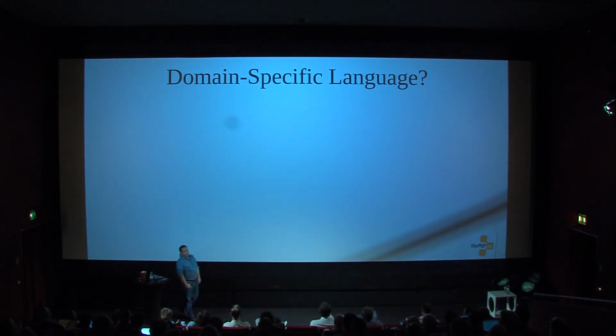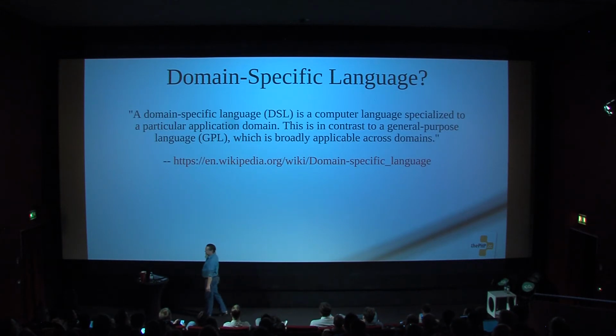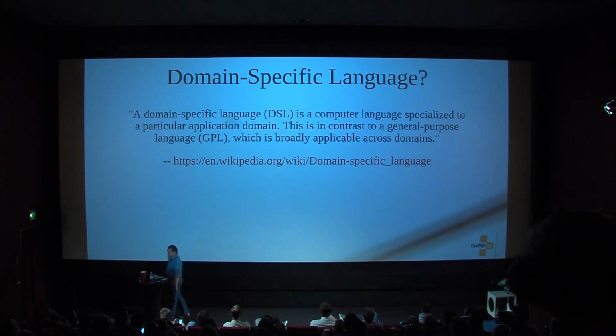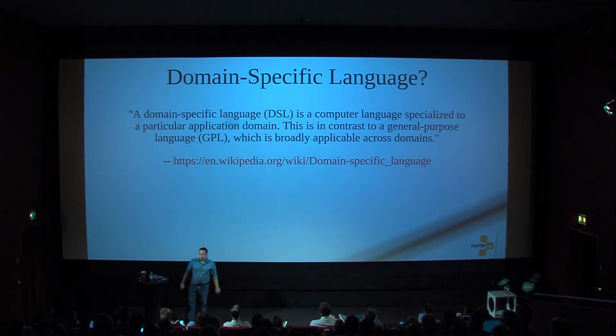So what are domain-specific languages? Well, what you always do, you look it up on Wikipedia, right? Thank God Wikipedia is built in PHP. So a domain-specific language is a language that is specialized for a certain application domain. And the opposite of that is a general-purpose language.